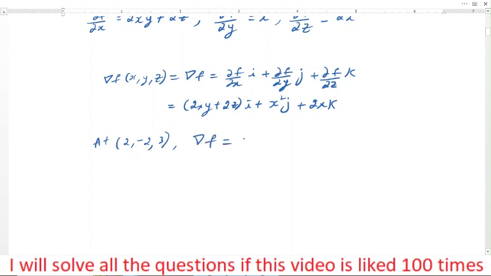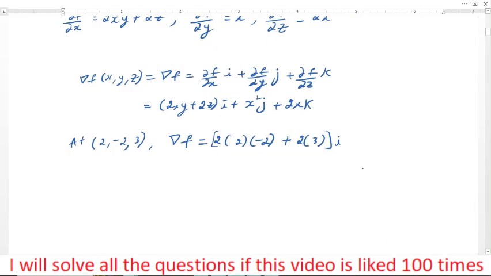We have nabla f is equal to, substitute the values here, students, one by one. So this is 2 remains as it is, x is 2, y is minus 2, plus 2, z is 3. This is with respect to i, plus x is 2 square, so this is j, plus 2, x is again 2, so substitute 2 k.